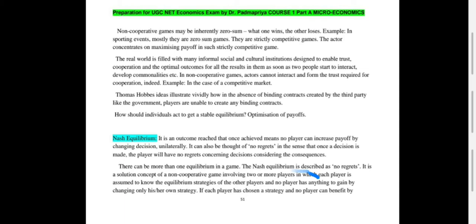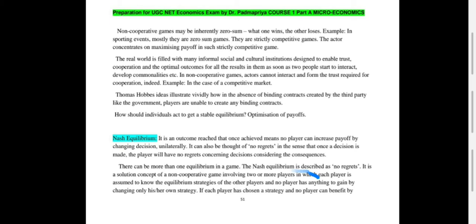There can be one equilibrium or more than one equilibrium in a game. The Nash equilibrium is described as a no regrets situation. It is a solution concept of a non-cooperative game involving two or more players. So, an important idea that we have to understand in Nash equilibrium is that it is a no regrets game. It involves more than two players, in which each player is assumed to know the equilibrium strategies of the other players and no player has anything to gain by changing his or her own strategy. So, here the player cannot gain something on his own by changing only his strategy.